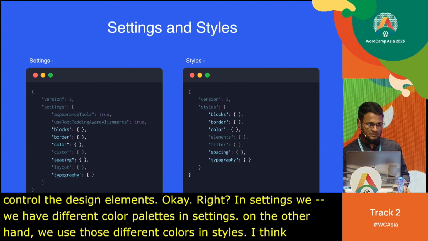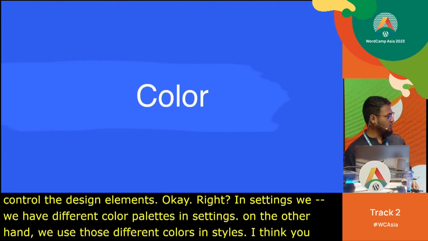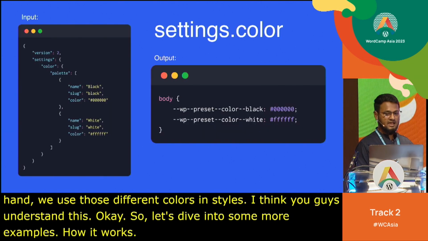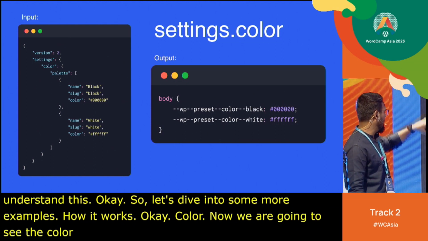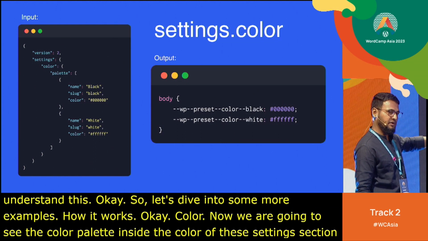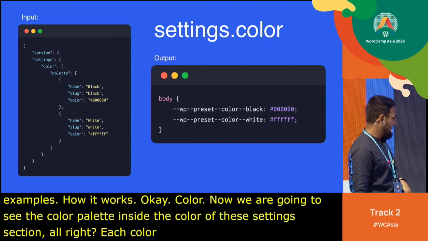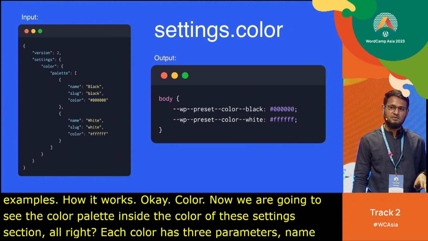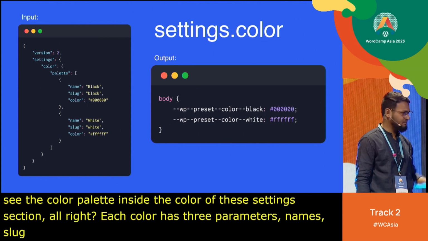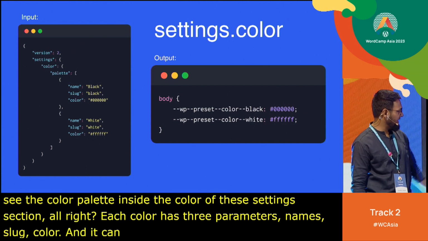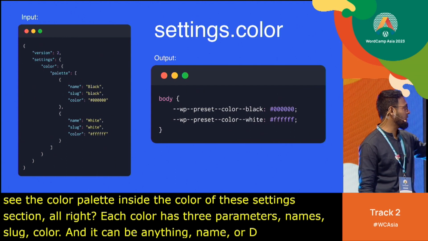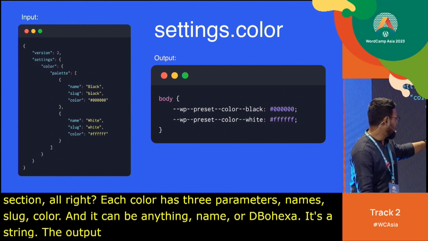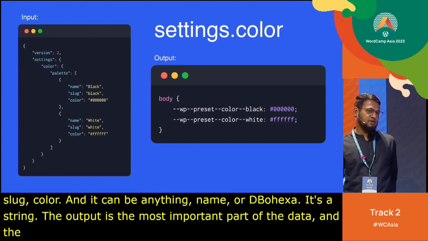Okay. So let's dive into some more examples. Let's see how it works in practice. Okay, color. Now we are going to set the color palettes inside the color of the settings section. All right. Each color has 3 key-value pairs: name, slug, and color. The color value can be any valid CSS color value, such as a color name, RGBA, or hex. Yeah, it's a string. As the output, WordPress parses this JSON data and creates a CSS preset for each color, and adds them to the body selector.